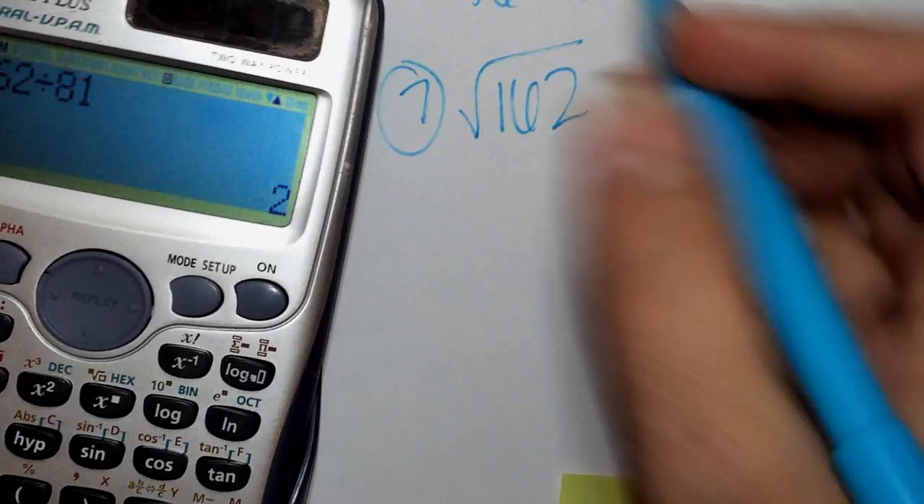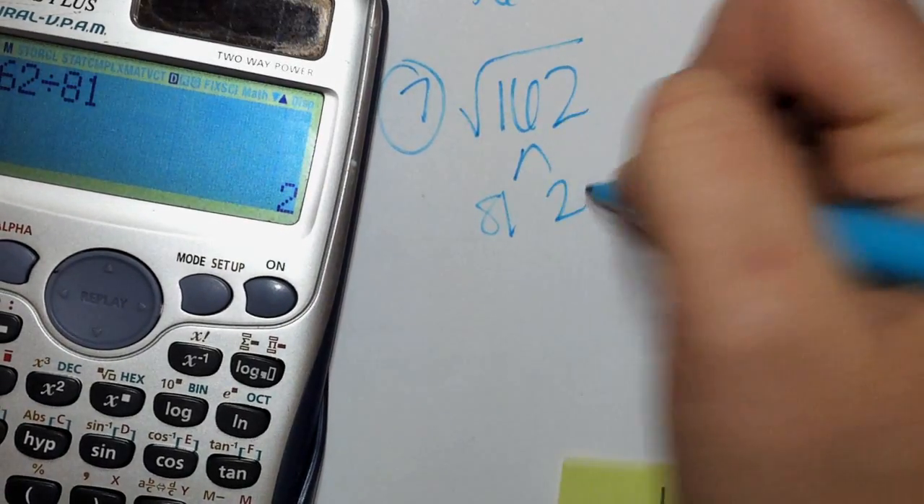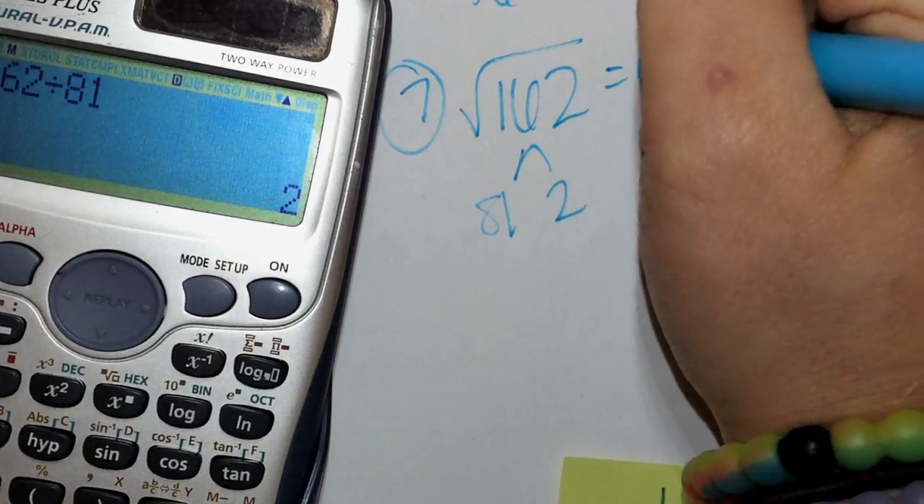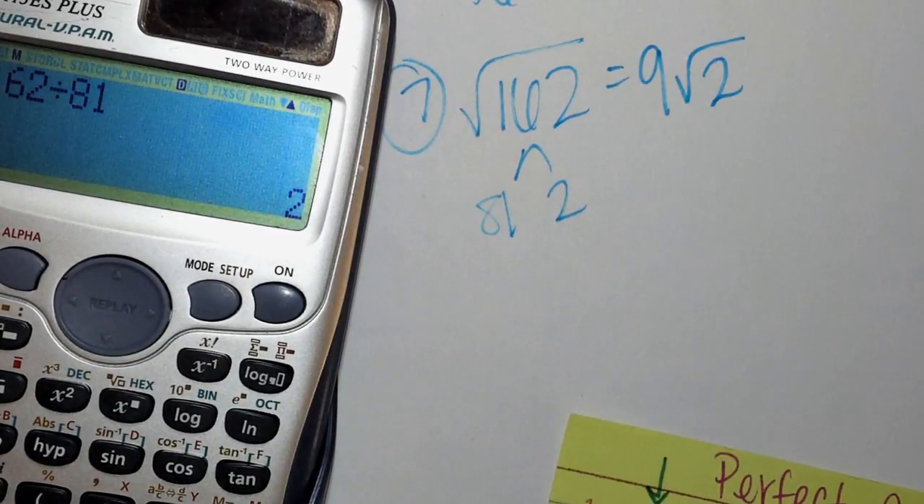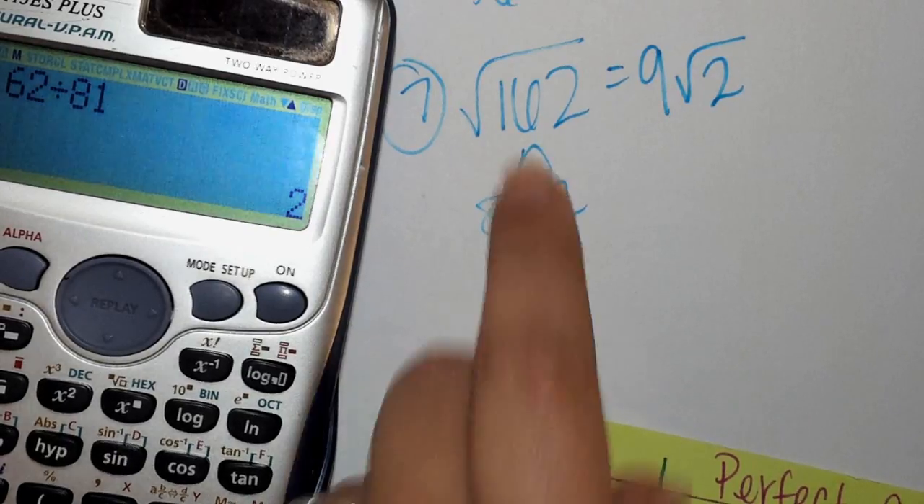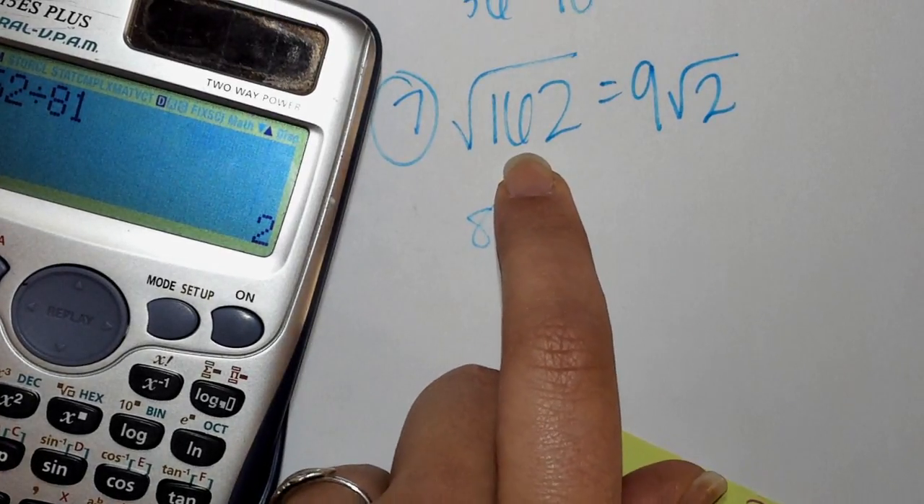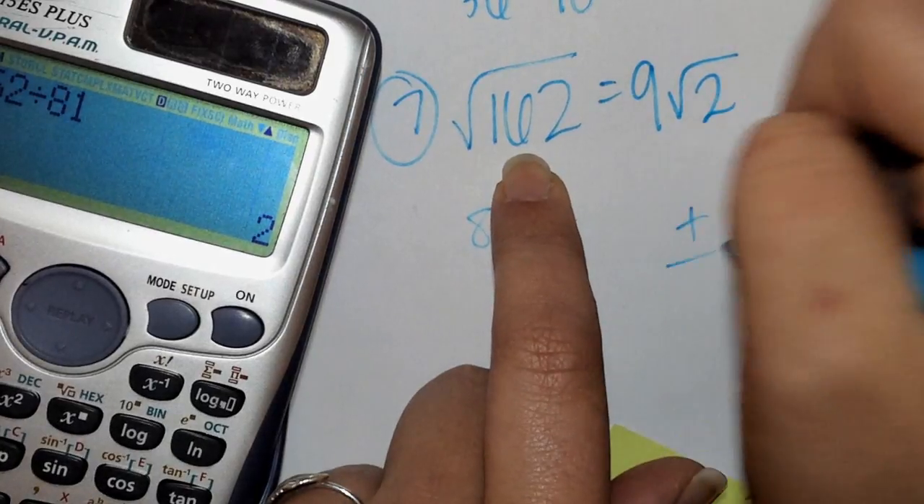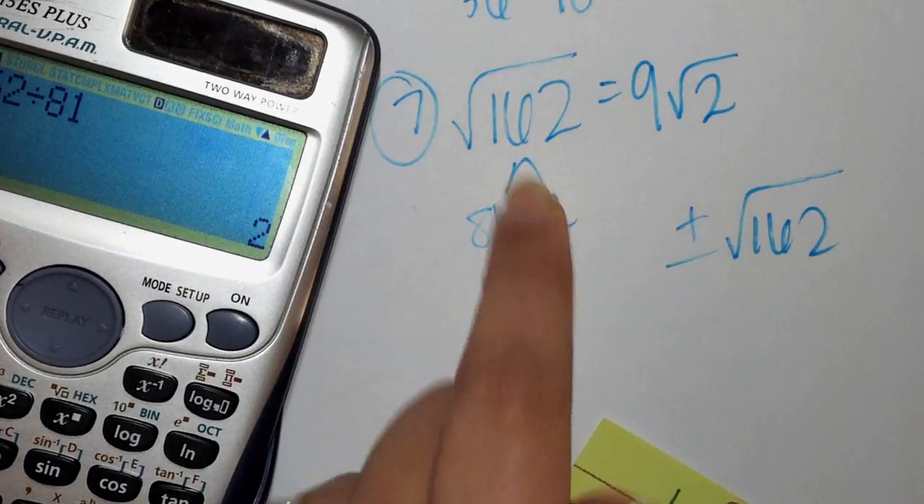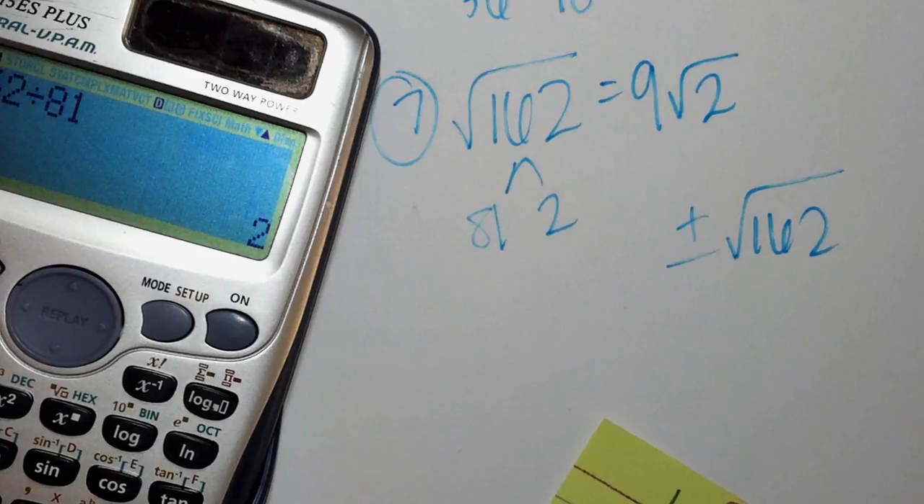Oh, and I got 2. 9 root 2. Take a point for your team. One of these numbers will have to work, 9 root 2. And if you go through all the lists and it doesn't work, you just write the radical. Like if we found no perfect square that went into 162, we would say the square root of 162, like that. But I won't give you one of those.